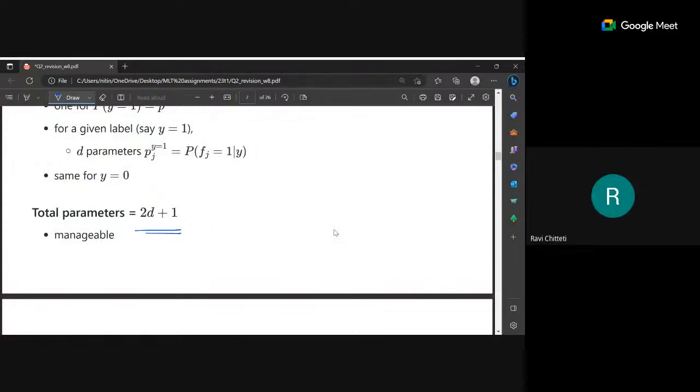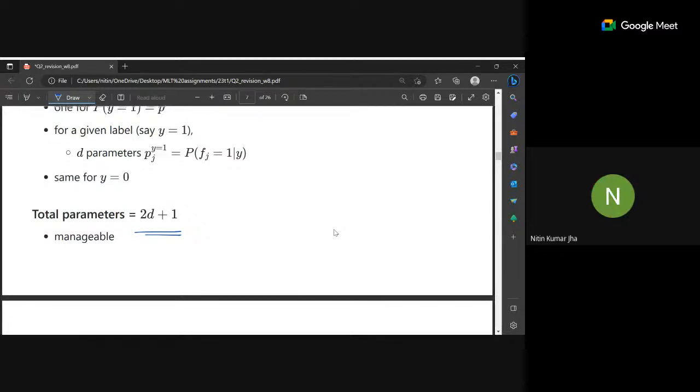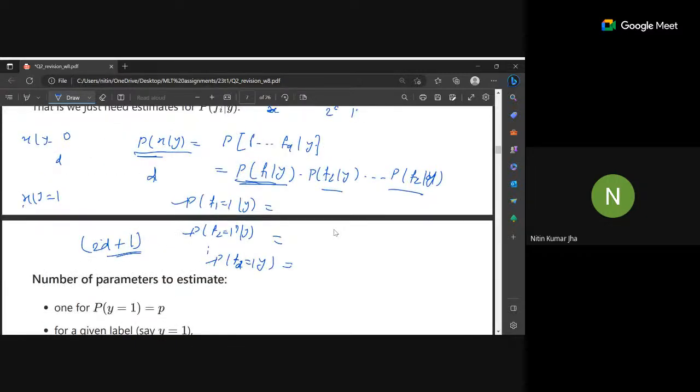So the assumption of conditional independence is what is giving us this flexibility. Otherwise, you cannot write this as the product of all these features, right?